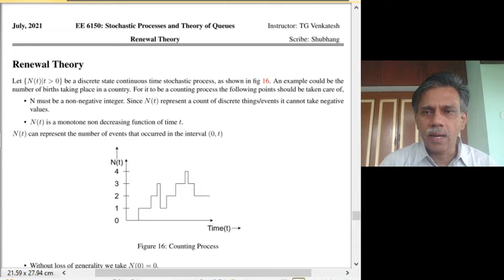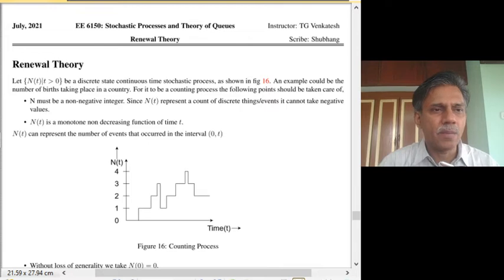So let us consider a stochastic process which has a discrete state space but continuous parameter or time. Let us denote it as N(t) for t greater than 0. And in particular, we will consider the process such that N(t) represents physically the count of some discrete quantities or discrete events that take place.